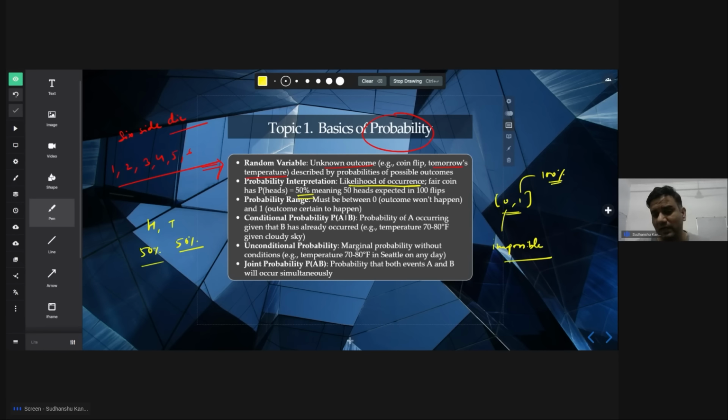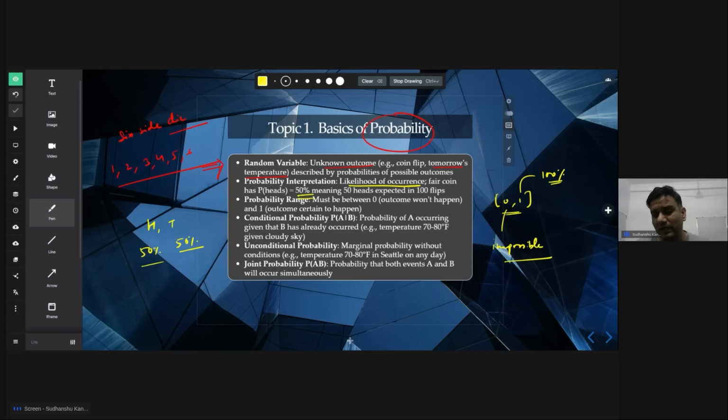If you're looking at the probability of x coming 3, see what the possibilities are when you roll a die. Either it can come as 1, 2, 3, 4, 5, or 6. There are 6 possibilities. Out of these 6, I'm asking you the probability of 3. You will say 3 is one of the 6, so the probability is 1 out of 6. So this is your event.